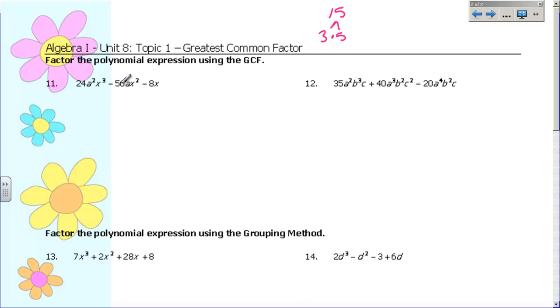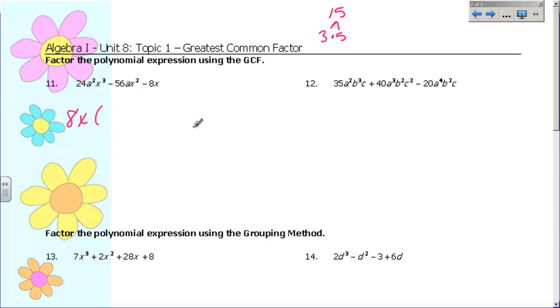Here's what you do. Step 1, find the greatest common factor of 24, 56, and 8. The greatest common factor for all three of those numbers happens to be 8. Now let's do the variables. I've got a squared, a, and no a, so a does not become part of my GCF because they don't all three have one. And then I have x to the third, x squared, and x. Well, x is the smallest exponent, so that's my greatest common factor, 8x.